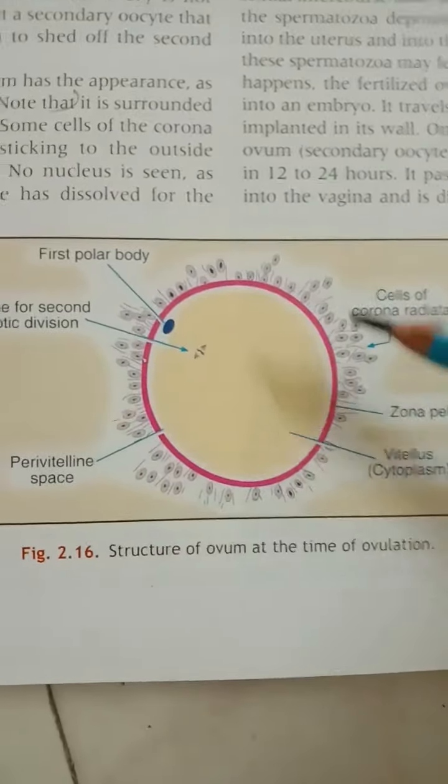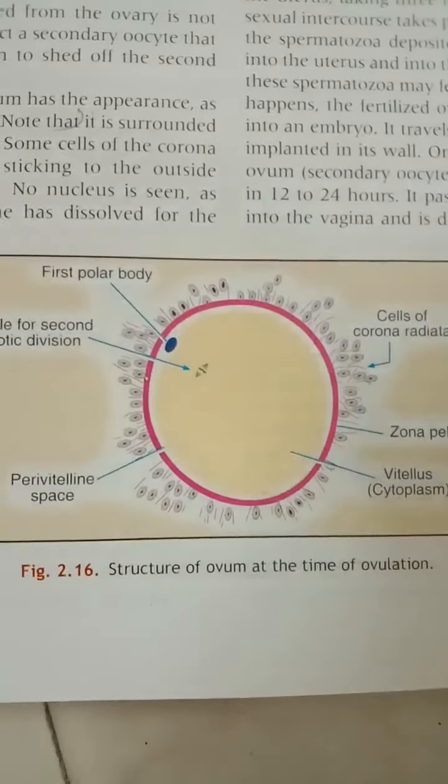As you know, the ovum is shed from the ovary, so it is not fully mature. It is in fact a secondary oocyte that undergoes division to shed the second polar body. So let's see how the changes occur and how the ovum matures. Here you can see the structure of the ovum.